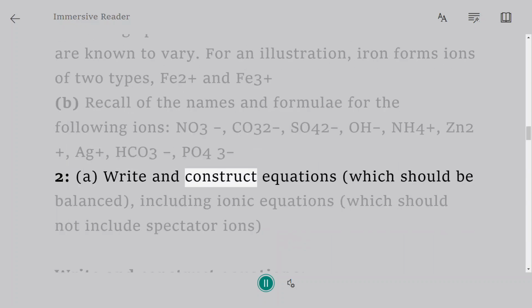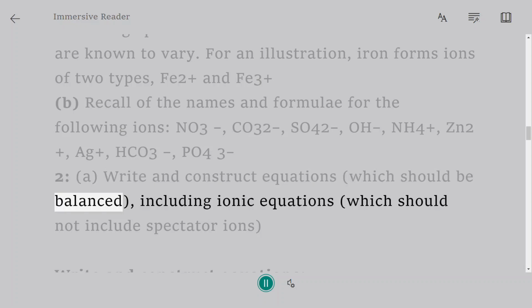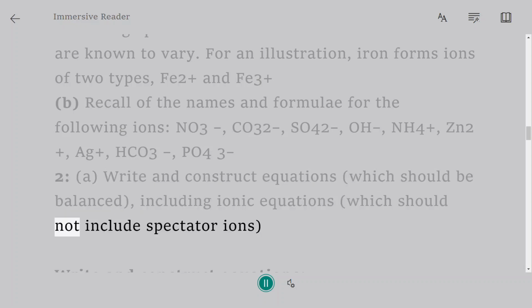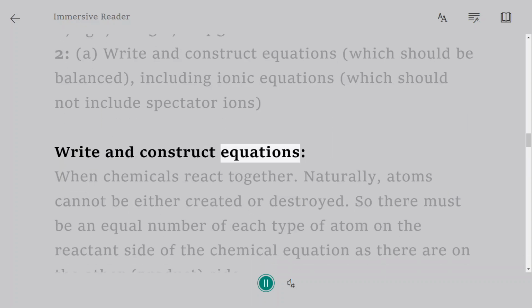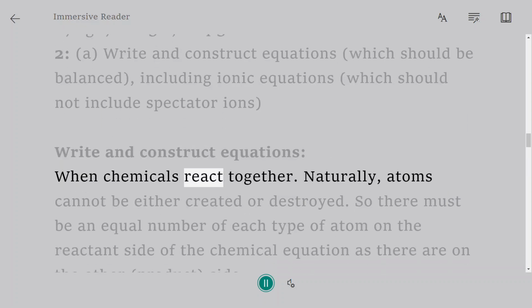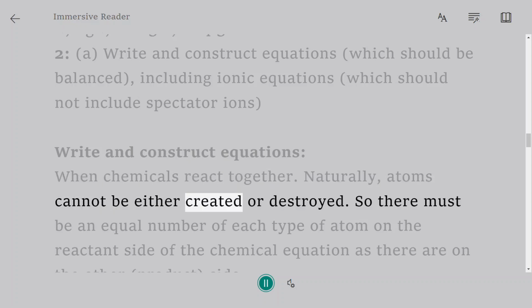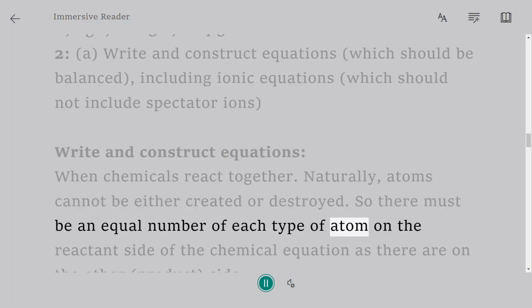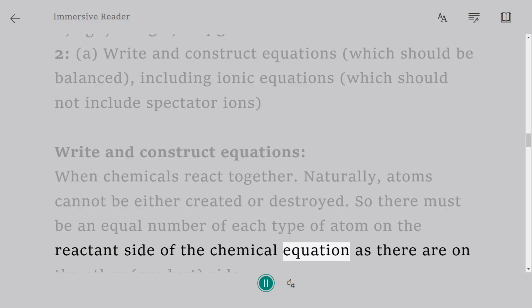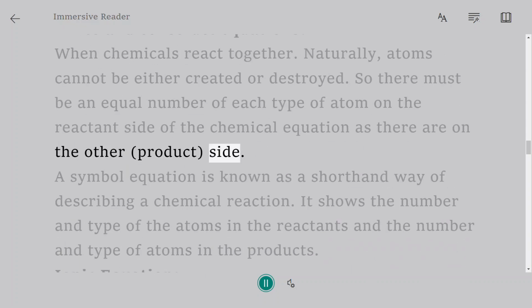2. A. Write and construct equations, which should be balanced, including ionic equations, which should not include spectator ions. Write and construct equations. When chemicals react together, atoms cannot be either created or destroyed. So there must be an equal number of each type of atom on the reactant side of the chemical equation as there are on the other, product, side.